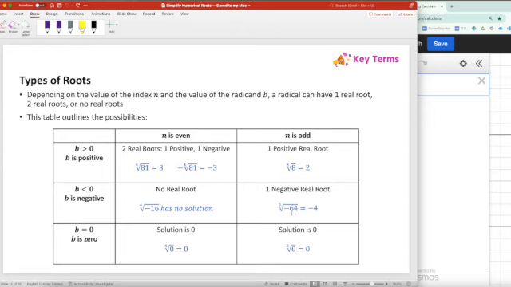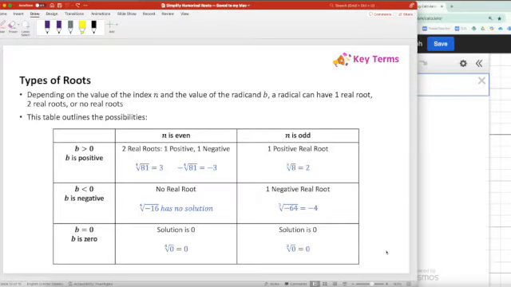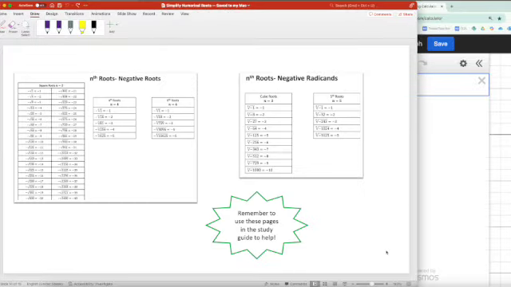If we take the cube root of something like negative 64, we're going to get negative 4, because if you think about it, negative 4 multiplied by itself 3 times will actually give us negative 64. Any root of 0 is always going to be 0, because 0 multiplied by itself any number of times is always going to be 0. So if you need a list of these negative roots and what happens when you have negative radicands and odd indices, those are also included in your study guides for your reference.